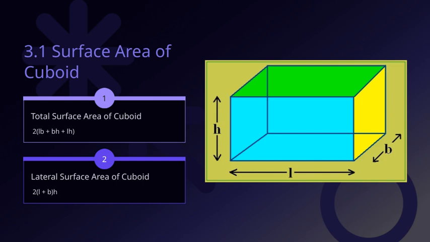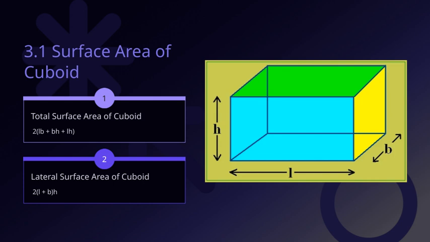Moving on to the total surface area, which includes every face of the cuboid, the formula is a bit more comprehensive. 2 times the sum of the products of length and breadth, breadth and height, and length and height. This accounts for all 6 faces of the cuboid, providing a complete picture of its surface coverage.